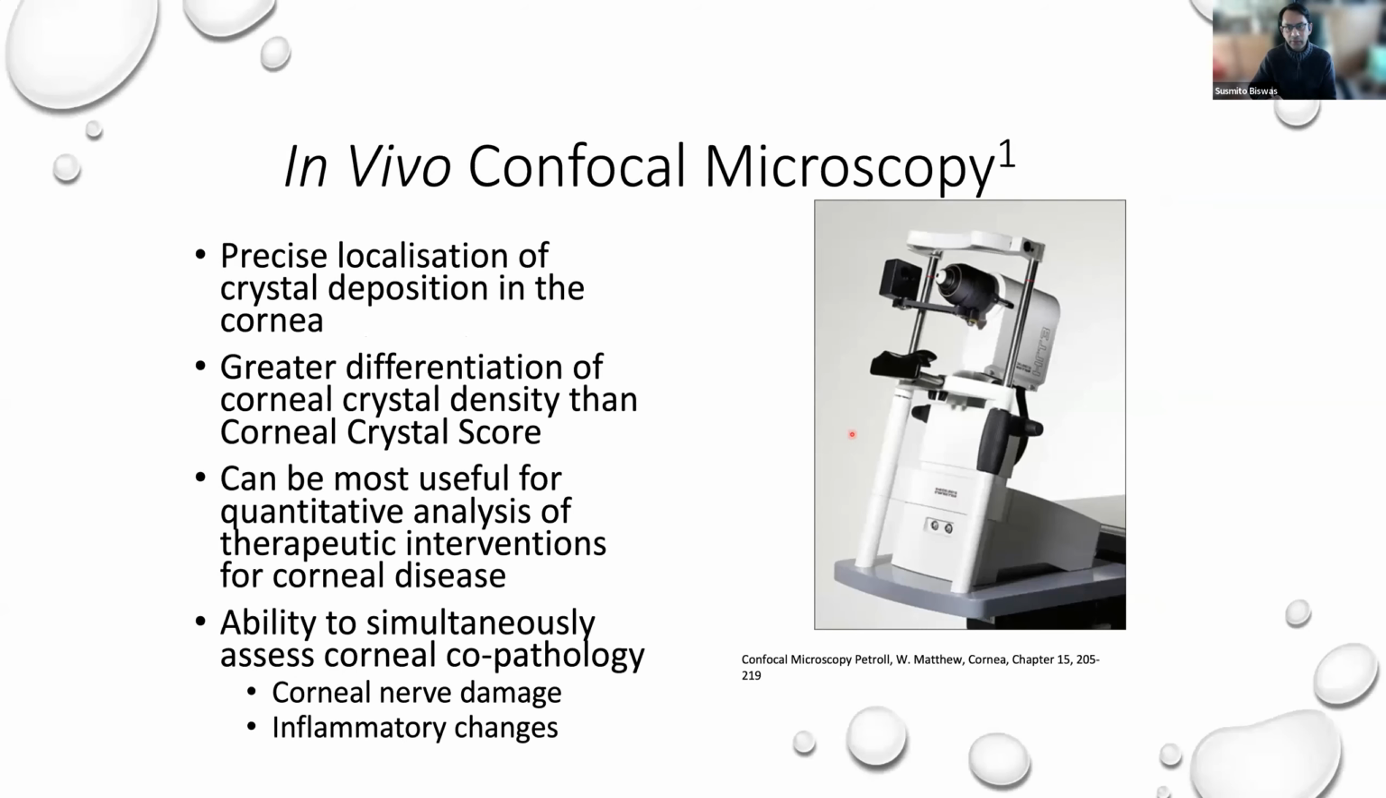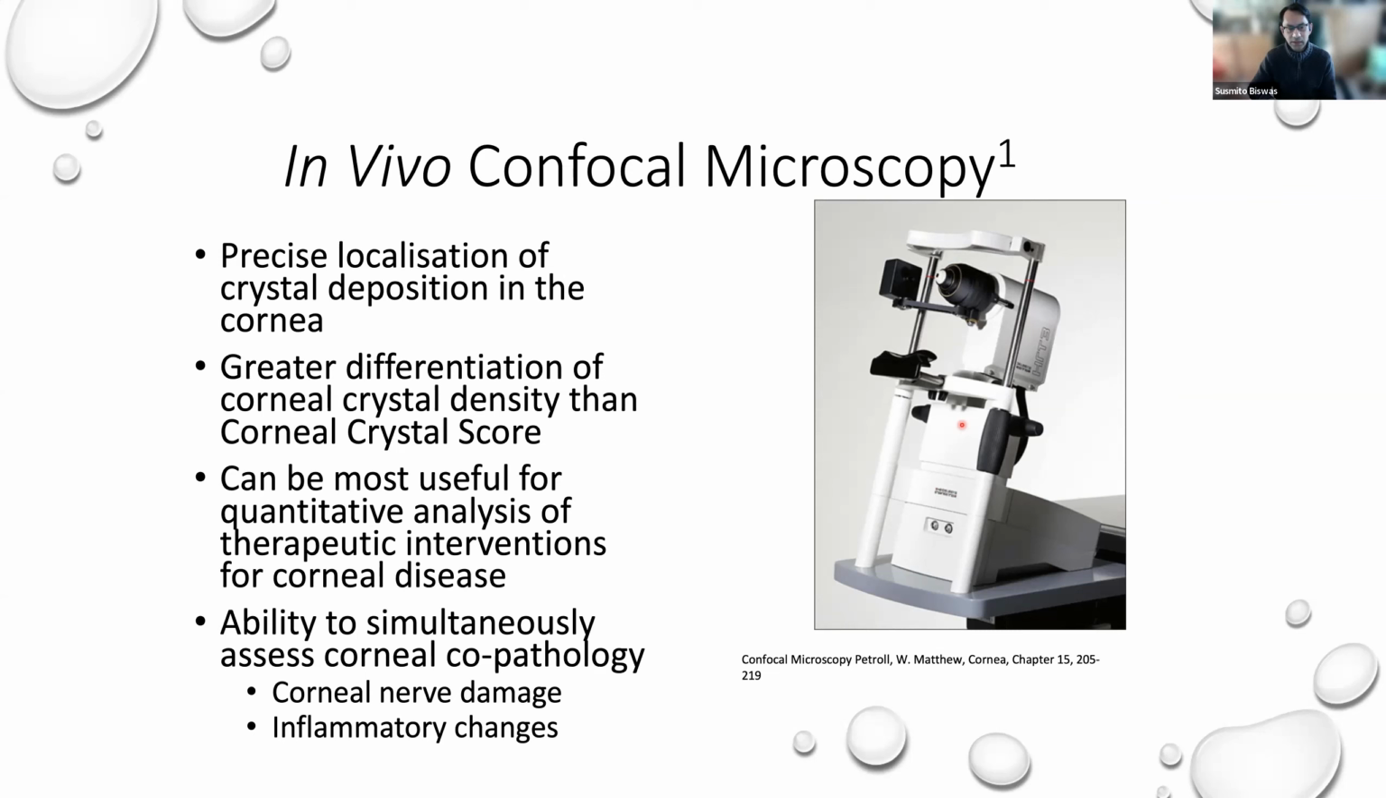A more precise way of localizing crystals is using this remarkable device called an in vivo confocal microscope. This makes contact with the front of the eye, but by doing so, it can get very high definition and high resolution images of the cellular layers of the cornea. And you can see the crystals in great clarity, and you can actually measure that density and give a more accurate score of how much crystals are deposited in the cornea.